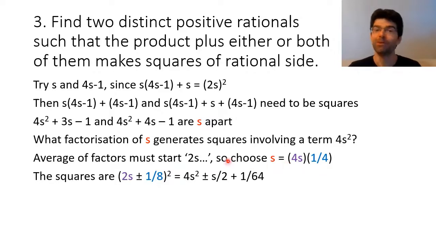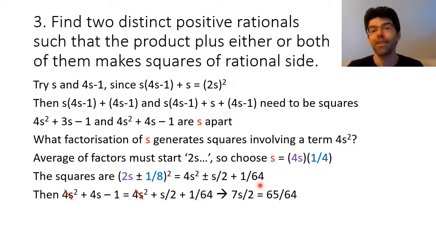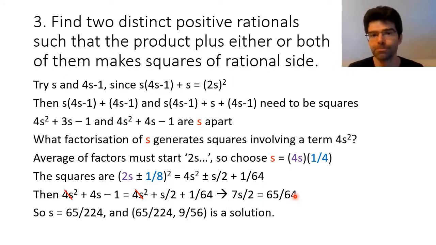an eighth. When we square it, we find the larger of the 2 squares, 4s squared plus 4s minus 1, is also the square of 2s plus an eighth, 4s squared plus s over 2 plus 1 over 64. That's in helpful form. We just rearrange it a bit and we find a solution. s is 65 over 224.